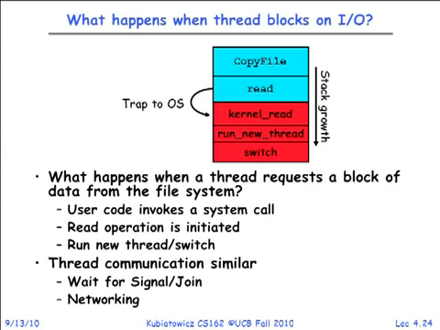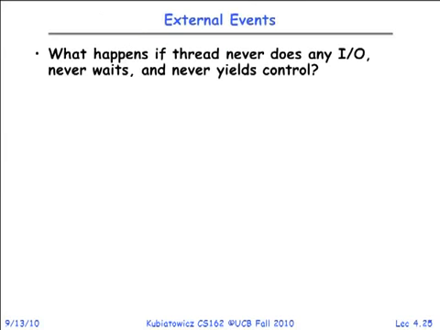Now, what about external events? So what happens if the thread never does any I/O, never waits, and never yields? Well, if you're in the original Macintosh or Windows 3.1, what happens is you got a bunch of windows up and one of them keeps working and the other ones are all frozen. How many people have experienced this with something more modern than Windows 3.1? Yeah. So this is clearly not a protected operating system because it's very easy for a thread to go into an infinite loop and lock everybody up.